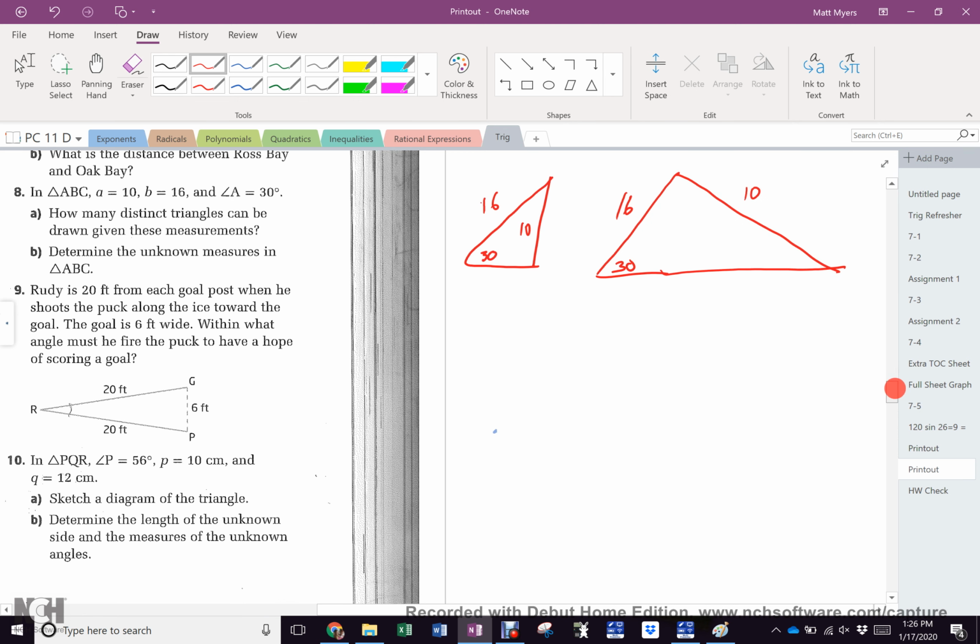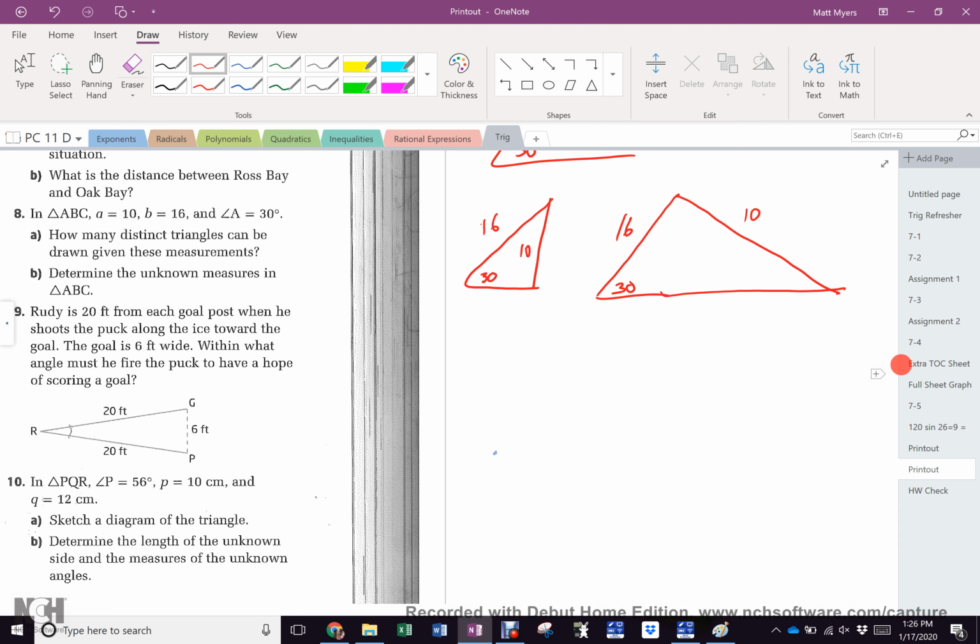Number 9. My man Rudy is 20 feet away. He's got to shoot this puck, yes? Within what angle must he fire the puck to have a hope of scoring a goal? We just need this angle here, don't we? Cos law, yes? So what do I make this R? Little c. Oh, sorry, I wasn't even paying attention. Big C, and then I run it through Cosine Law. What do I have to remember to do at the end? Shift cos.